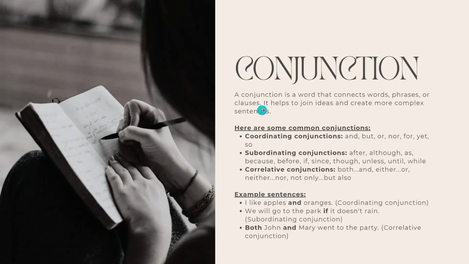Okay, let's go to conjunction. A conjunction is a word that connects words, phrases, or clauses. It helps to join ideas and create more complex sentences. Like I can simply say that I like dogs. Then I can again say, I also like cats, right? I can say that I like dogs, I like cats. But by adding these two sentences together, it's becoming a more complex sentence.